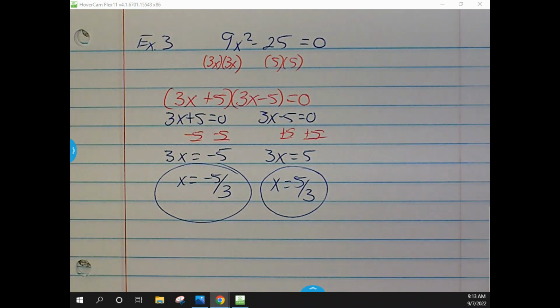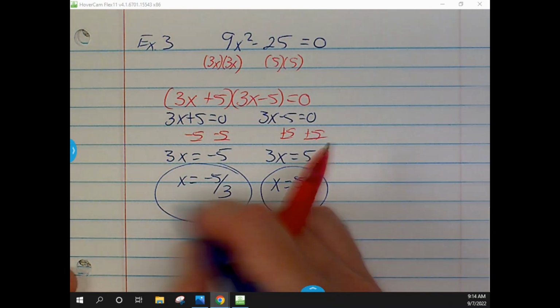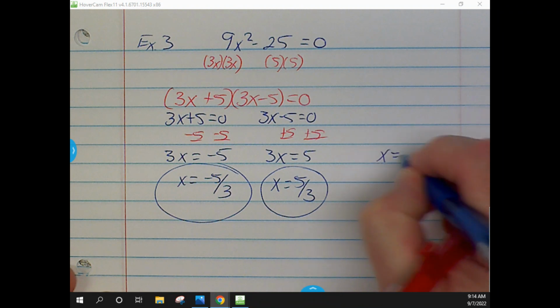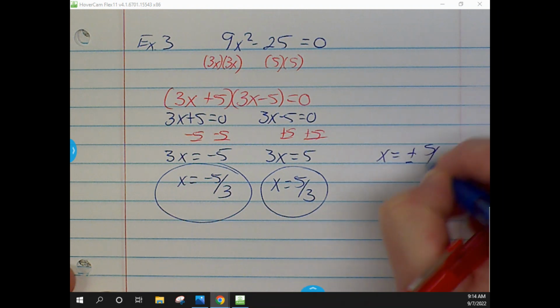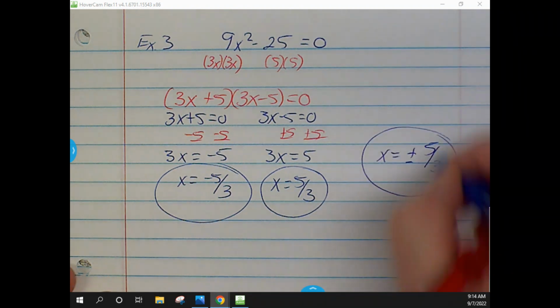So now this is one where if you got these two answers and the only difference is one is positive and one is negative, instead of writing out both numbers like this, you can put the plus or minus 5/3 so it looks like that.